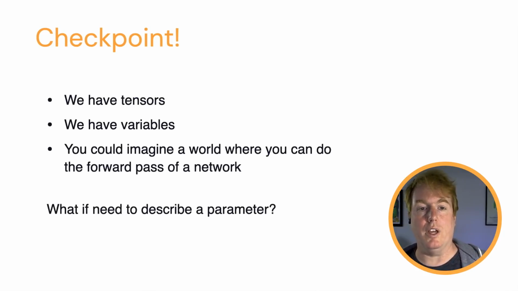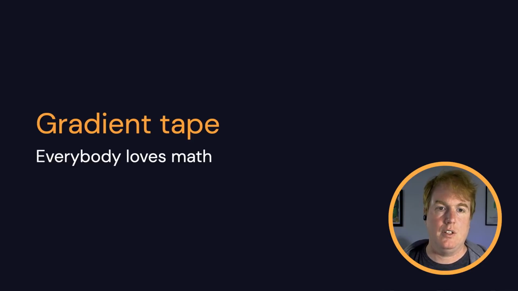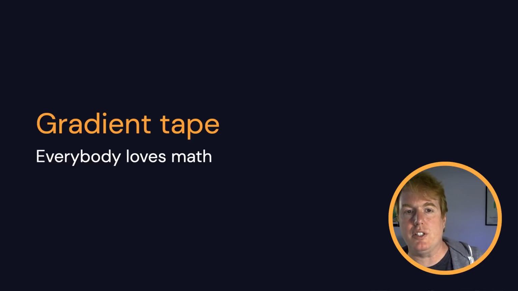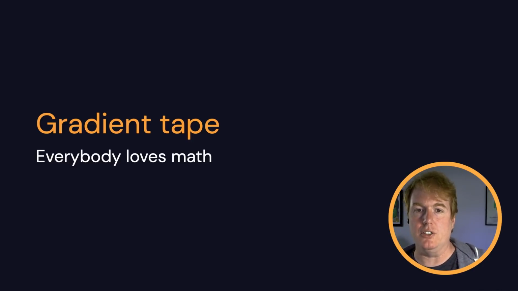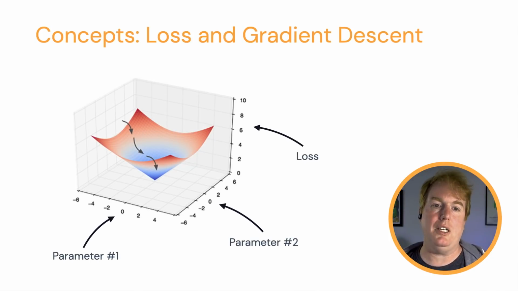So, checkpoint. We have tensors, we have variables. You can imagine a world where you can do the forward pass of a network, because we have data, we have variables, and you can do ops on the data and variables. But what about training? Beyond vectorization, TensorFlow exists to do automatic differentiation. To do machine learning, you've got to take a lot of gradients. Why do we need so many gradients?